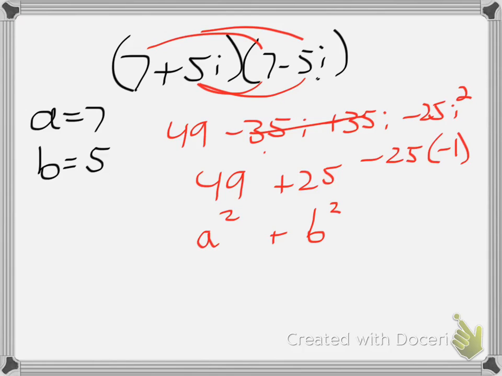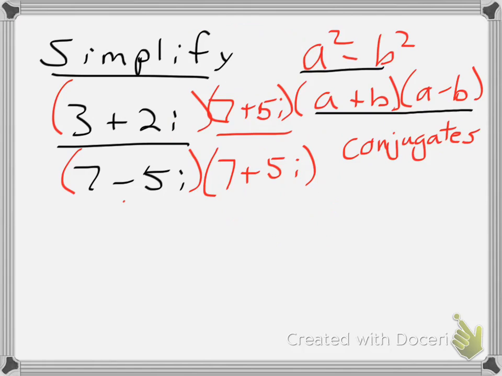So the reason that works is when I FOIL, I'll get a squared plus b squared. So what we say when we give you just use a squared plus b squared, we're just skipping those middle steps and jumping right to the end. So in this case, my denominator is going to read 74. So I know my denominator, as I said, it's going to be 74.